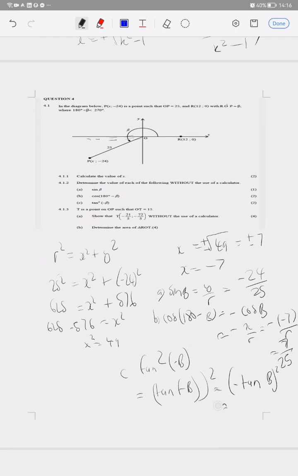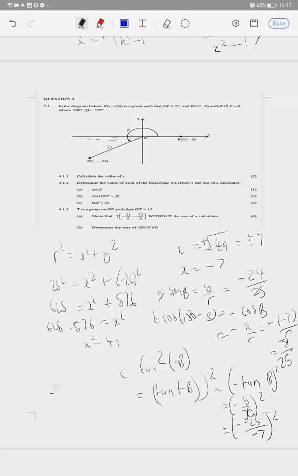Then what do I do from there? We know tan is just y over x, so it's negative y over x, squared. So what will we have is negative, what is y? Negative 24 over x, which is negative 7, squared. So what will I have?